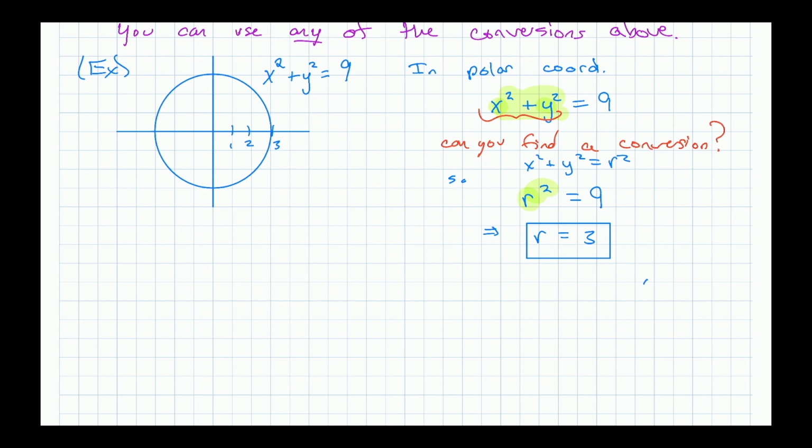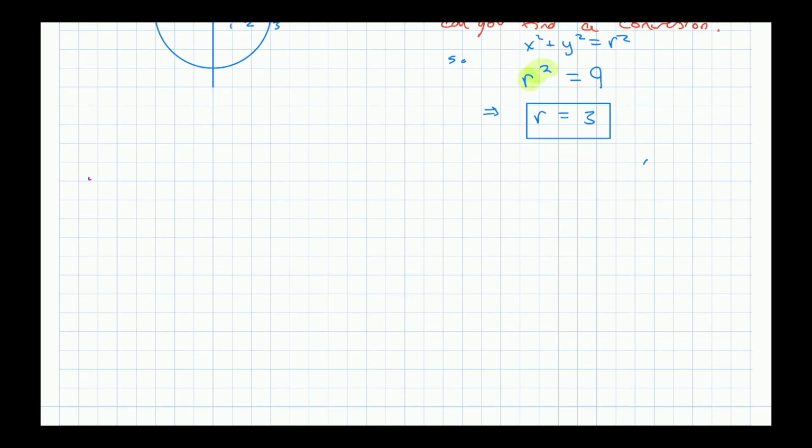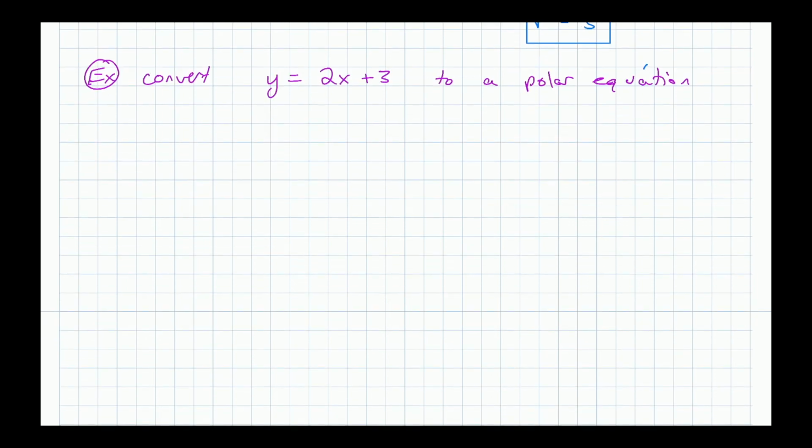Now, not every equation is that easy. Let's pick a different one. Straight lines are actually difficult in polar coordinates. So let's convert, let's just make up the equation of a line here, say y equals 2x plus 3, to a polar equation.